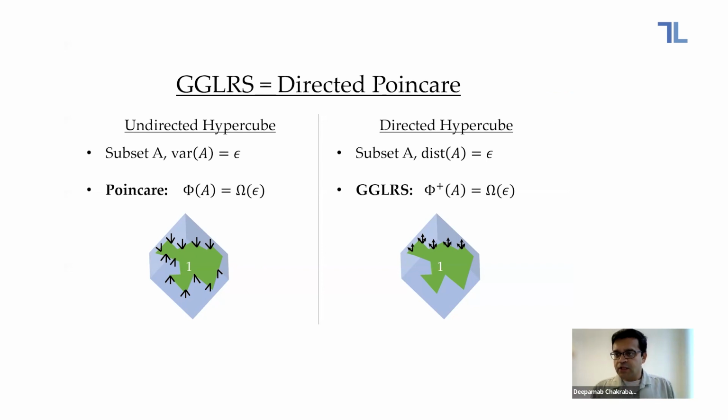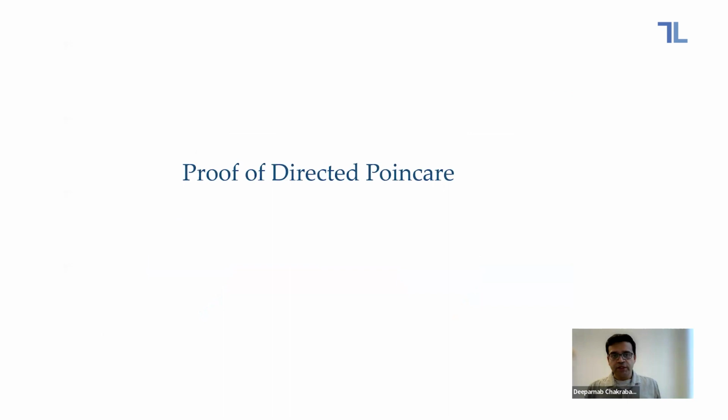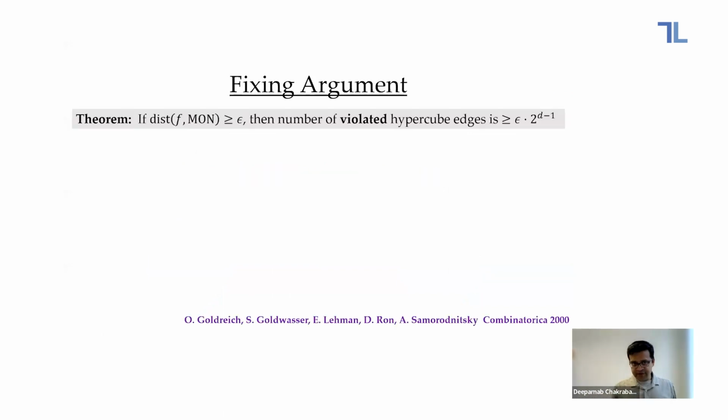Okay. So we're going to now talk about the proof of this in the next 15 minutes that I have. This is the statement that I want to show. If a function is epsilon far from being monotone, then the number of violated hypercube edges is at least epsilon times 2 to the d minus 1. In fact, the constant is given. And this proof is from this Combinatorica paper of Goldreich, Goldwasser, Lehman, Ron, and Samorodnitsky.